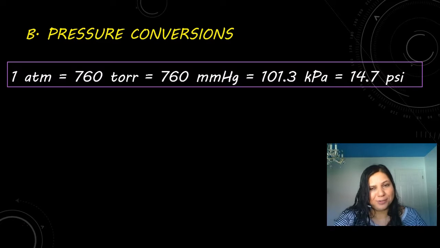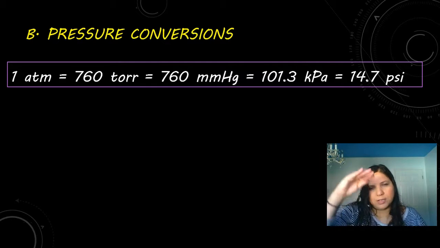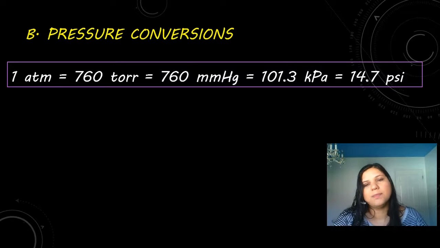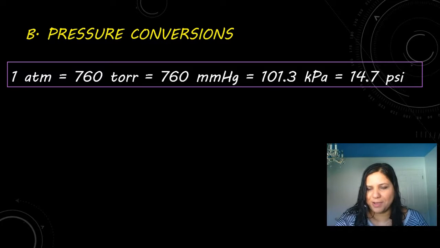We can also change that 1 atmosphere into a bunch of different units. So you see 1 atmosphere is equal to 760 torr, 760 millimeters of mercury, that's Hg. Remember, you can read a mercury barometer by measuring the height. That's why you see millimeters of mercury. Also 101.3 kilopascals and 14.7 psi. That's pounds per square inch. That's what we use to measure things like our tire pressure because we're in the United States. We've got to use pounds.